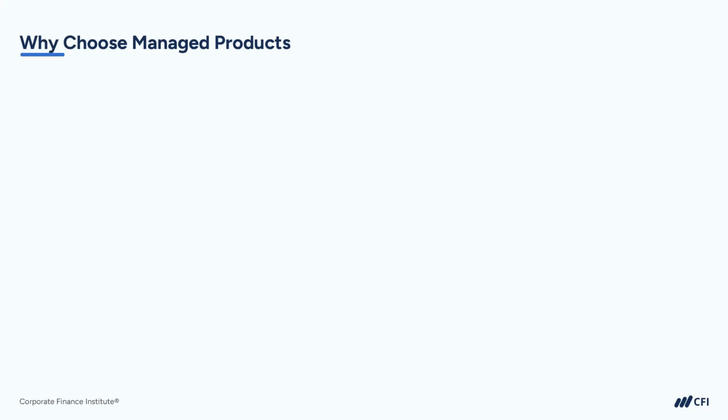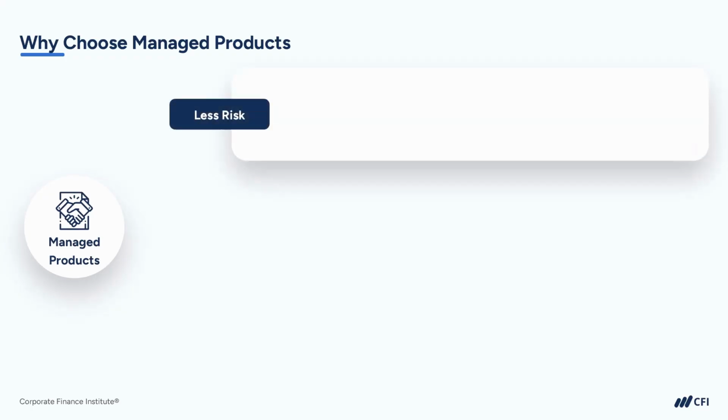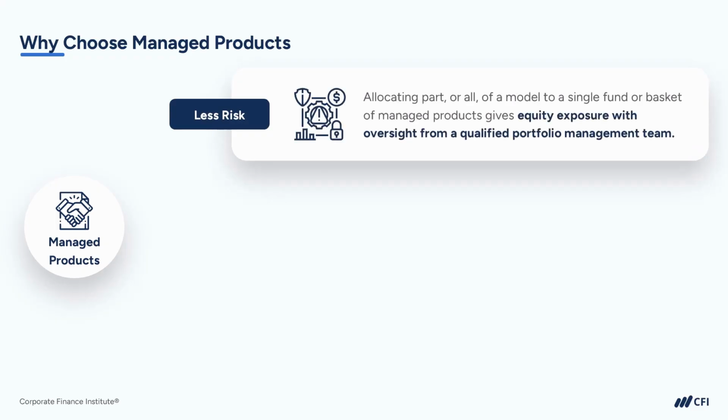So, with all of those benefits described, why would an advisor choose to include managed products in their models? Well, for starters, they can be less risky. If an advisor doesn't have the processes or the expertise to manage their own model of individual securities, they can allocate part or all of their model to a single fund or a basket of managed products, which will give them the equity exposure they're looking for with the added benefit of oversight from a qualified portfolio management team.